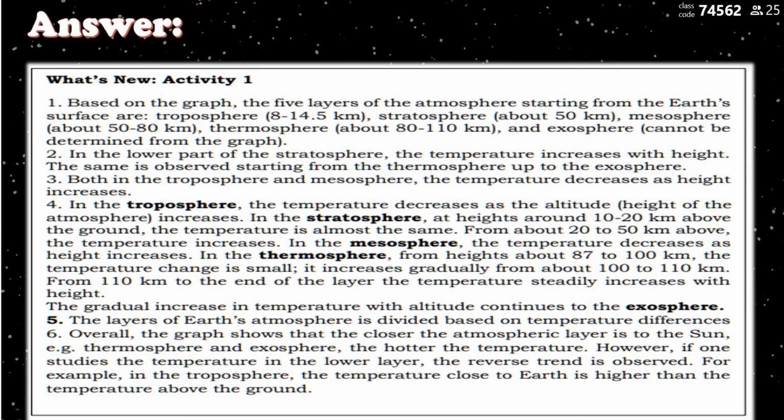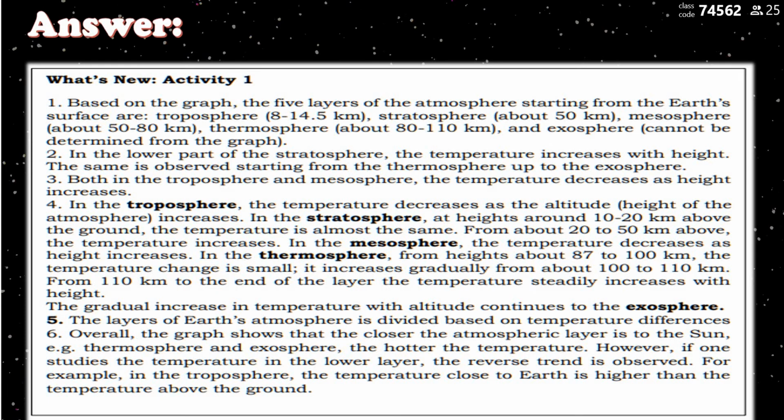In the lower part of the stratosphere, the temperature increases with height. The same is observed starting from the thermosphere up to exosphere. But in troposphere and mesosphere, the temperature decreases as height increases. In the troposphere, the temperature decreases as the altitude, or height of the atmosphere, increases. In the stratosphere, at heights around 10 to 20 kilometers above the ground, the temperature is almost the same. From about 20 to 50 kilometers above, the temperature increases.